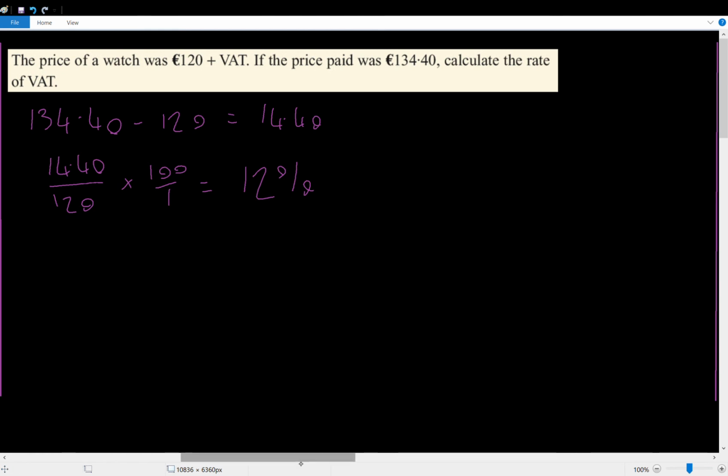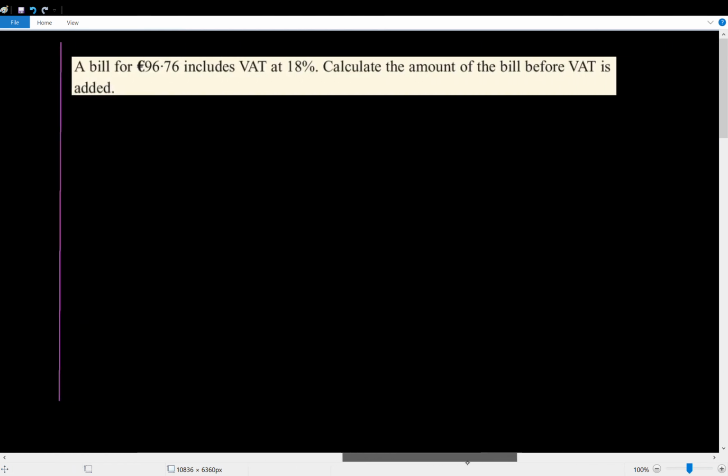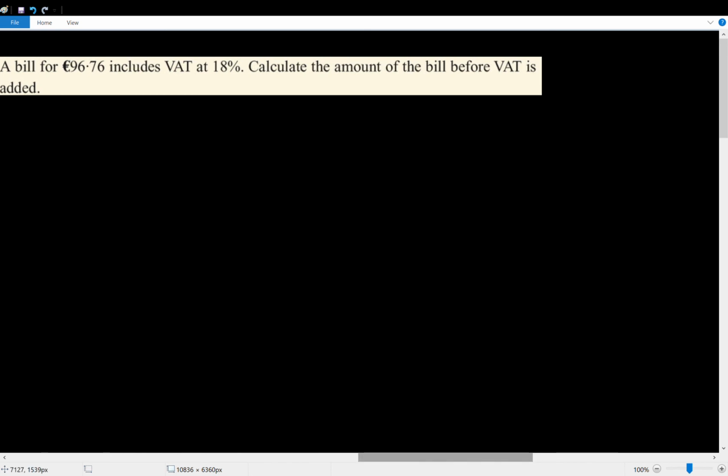For our last example today, we've got a bill for €96.76, which includes VAT at 18%. Calculate the amount of the bill before VAT is added. So this €96.76 is the price plus VAT already included.